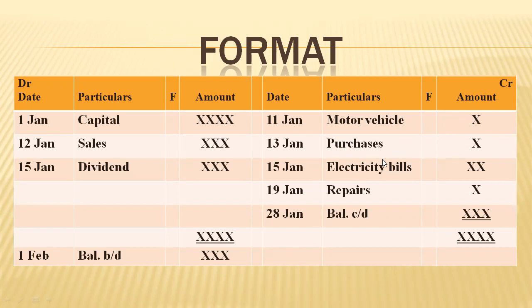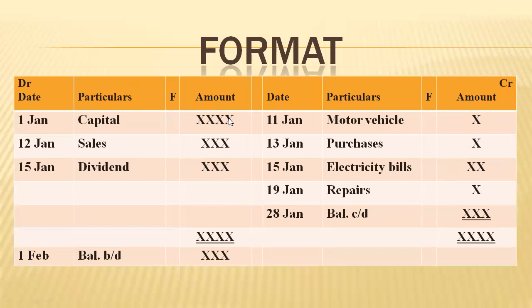Then when you make purchases by cash too, it will be recorded on the credit side, as well as electricity bills and repairs. You can see they are all recorded on the credit side because it involves the outflow of cash, while the debit side involves the inflow of cash.